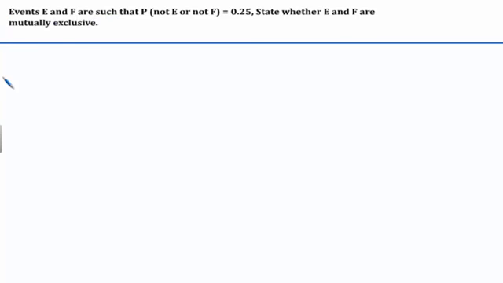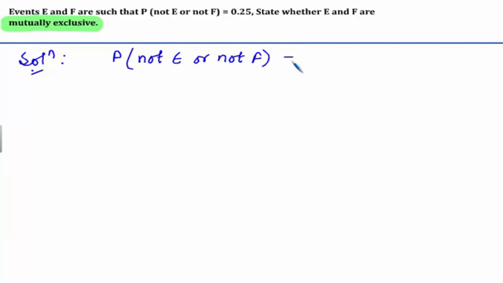In this question we are given that events E and F are such that probability of not E or not F is 0.25. We have to state whether E and F are mutually exclusive. Let's begin with the solution. We are given that probability of not E or not F is equal to 0.25, and we have to state whether E and F are mutually exclusive.